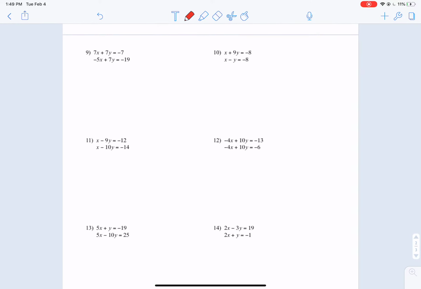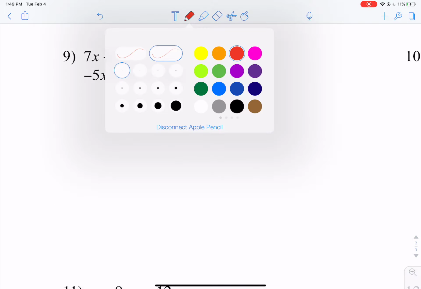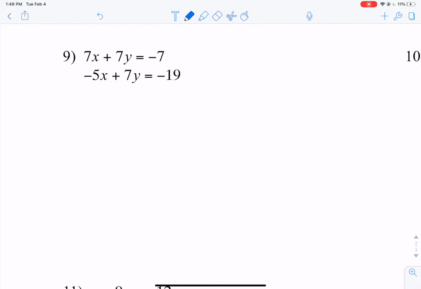So let's go to the back now, and in the back it's going to be a little bit different, in that when I add, nothing in fact gets eliminated anymore, okay? If I add what I currently have, 7 plus negative 5 doesn't give me 0, 7 plus 7 doesn't give me 0, so none of the variables get eliminated. So what we do in this situation is multiply, as you see right here.